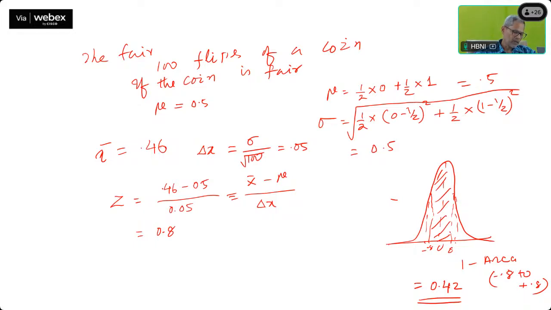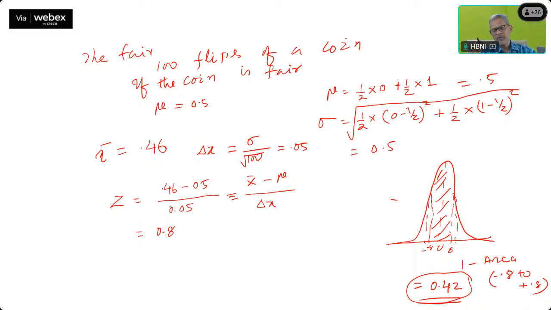What it says is, if the coin is fair, 42% of the time Z would differ from zero as much as it does here or more, since this degree of deviation. That means, suppose you are getting a value 0.8. 0.8 means 42% of the time, just by chance, because it's a probability distribution, you can get a value of 0.8 or more than that.